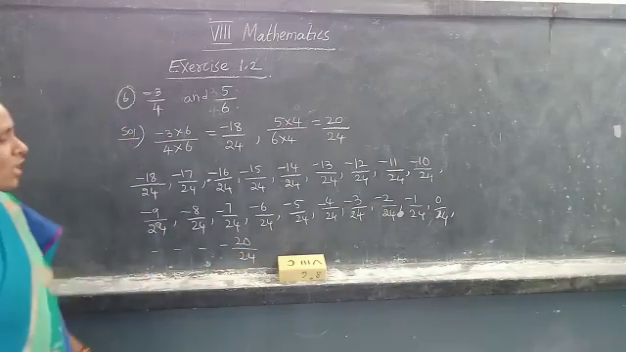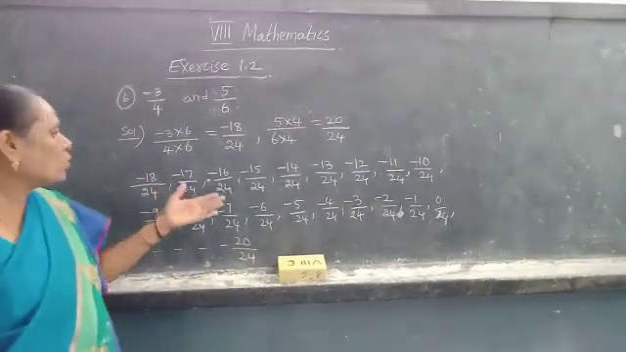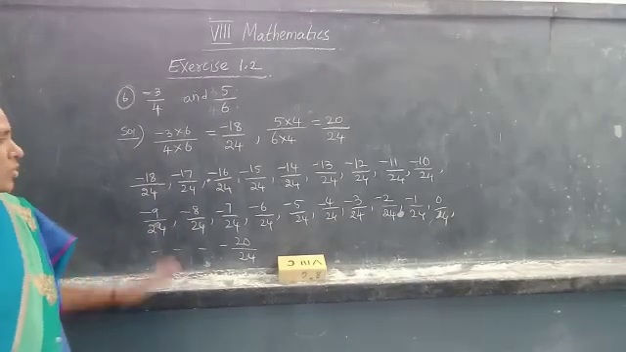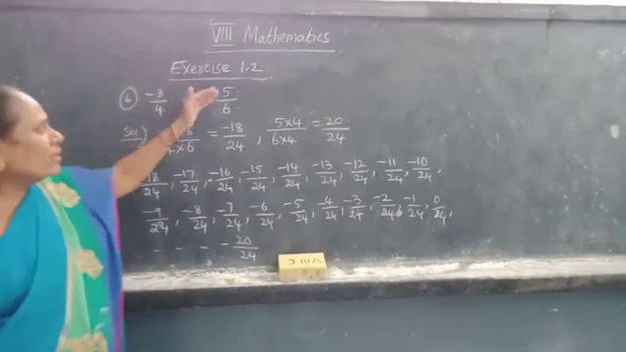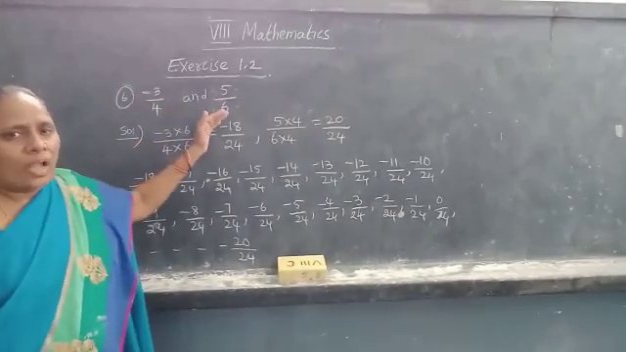So how many rational numbers are we getting? We are getting so many, but they asked only 10. So you can take any 10 rational numbers between -3 by 4 and 5 by 6. I hope you all understand.